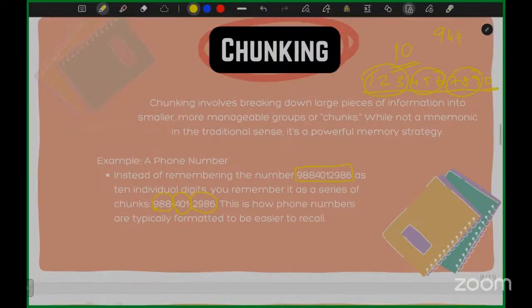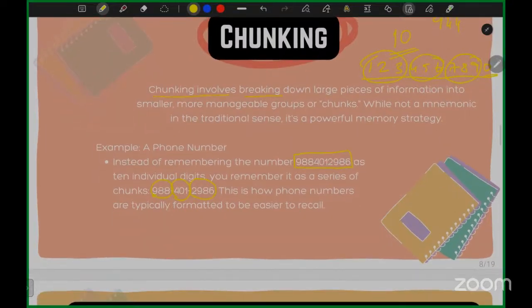So what is chunking? Chunking involves breaking down a large piece of information. When you're teaching a concept to students, a very big concept, you break that concept into three parts and explain them in a very simple way. This is a much more effective method which can be used for students to understand better. Large pieces are broken down into small chunks, smaller groups, so you can easily remember. It is proven as a powerful memory strategy. So I hope this method is also familiar to you.